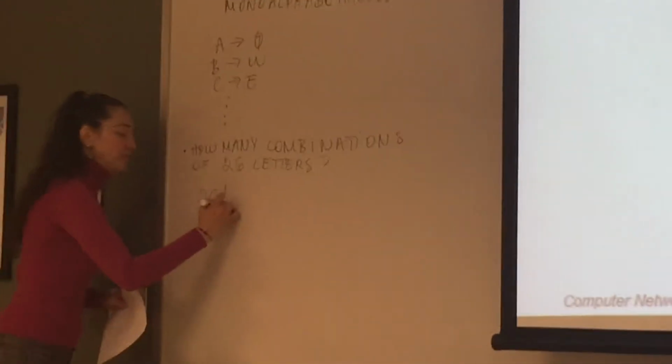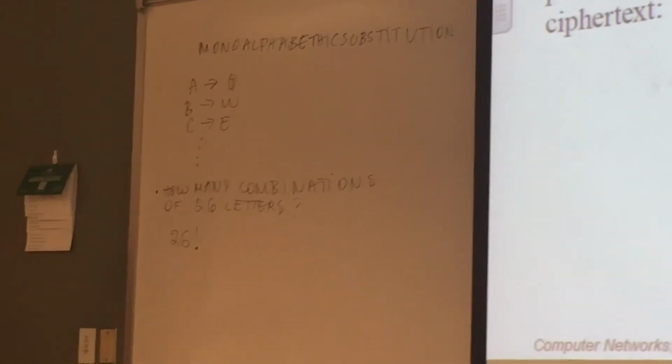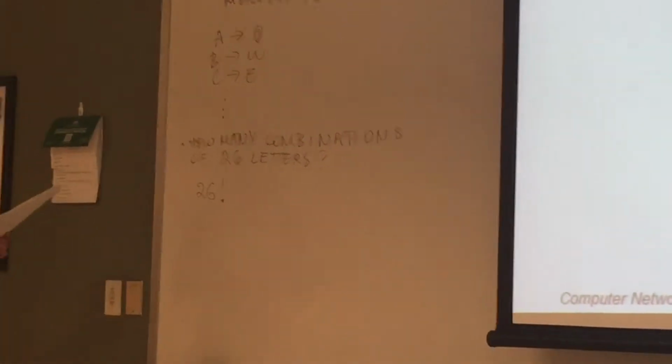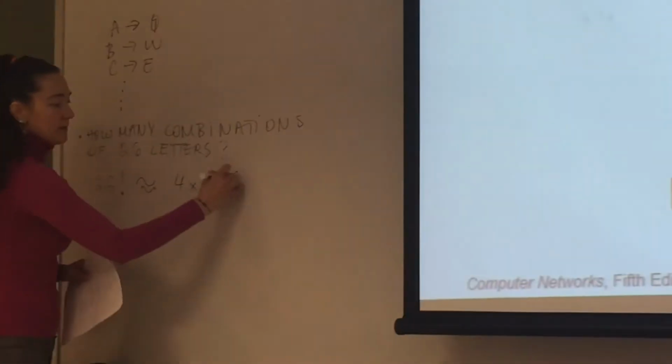Length is 26 letters. 26 factorial. That's a big number, right? That's a lot of combinations. If we were to start trying every single one of these, even with today's computer hardware, it might take a long time to try all of these.